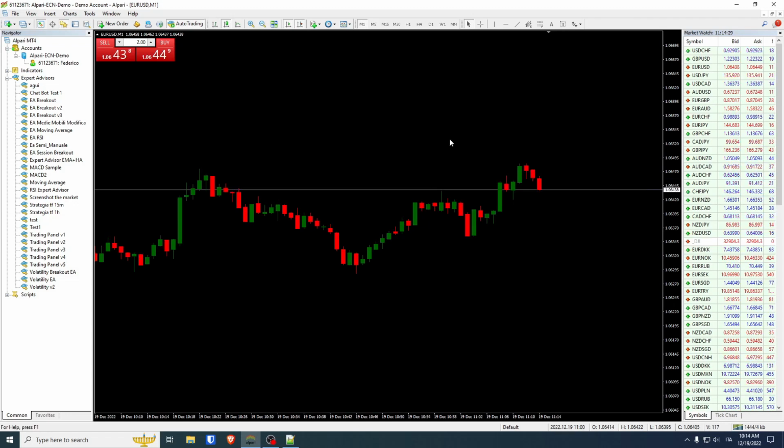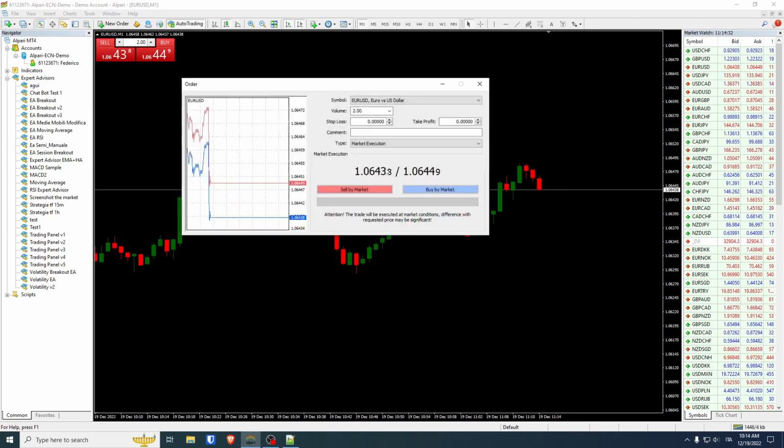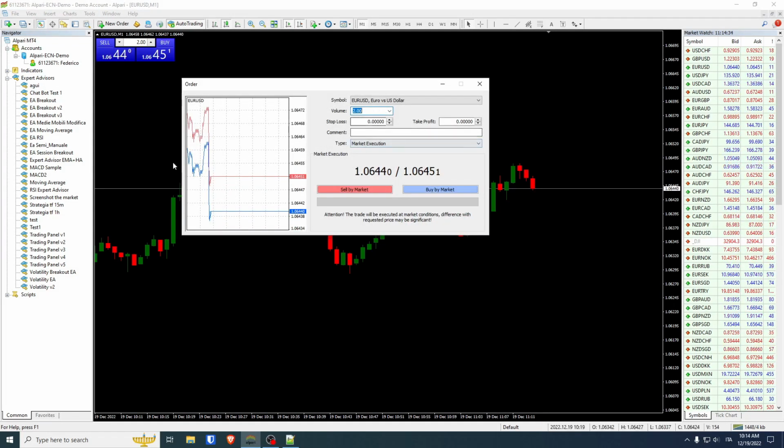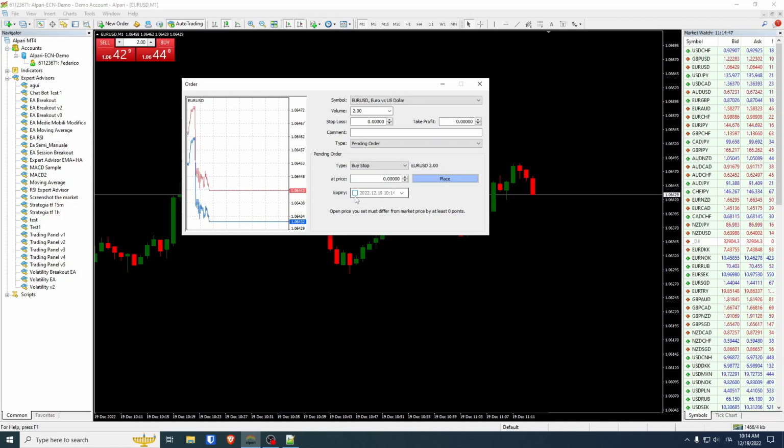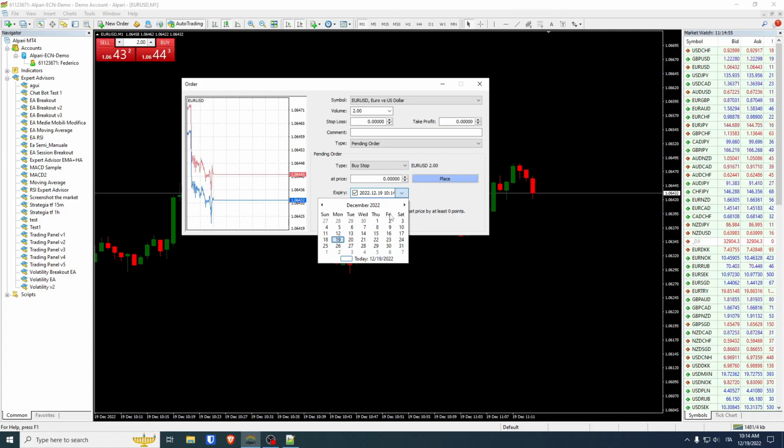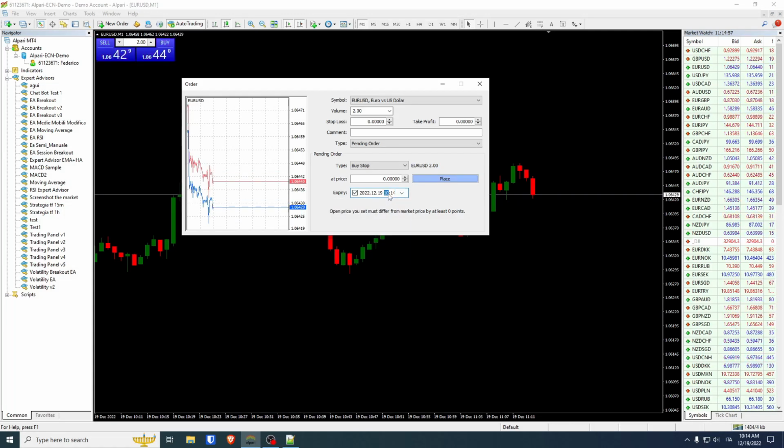For the lots, of course, it's better to go to trading, new order. Yeah, here you can also select your lots. It's pretty simple. Stop loss, pending order, buy stop at price. You can also select when you want the order to expire. So if you want the order to expire after the minute of the candle news, you can check this box, and of course you can write it right here.